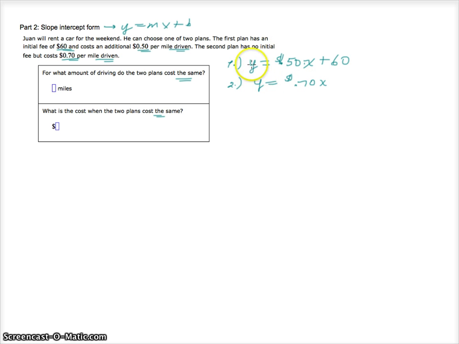The second equation, plan 2, is just going to be y equals 70 cents times x miles. Since I have two equations solved for y, and it says how many miles will they be the same, I want to solve for x. So I want to substitute the equations for each other. I'm going to take this equation and substitute it up. So I'll have 0.70x equals 0.50x plus 60.